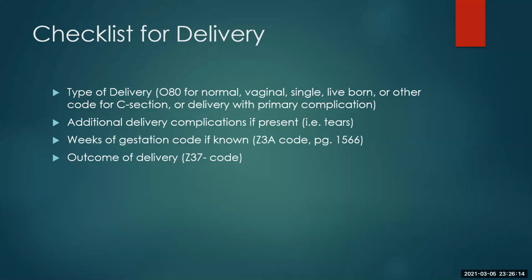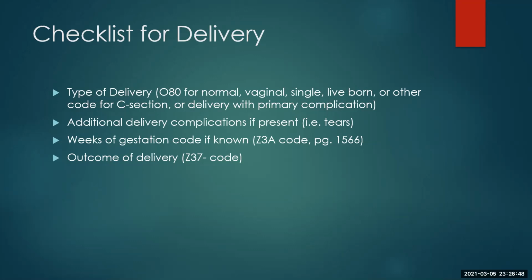Okay, so the first thing you're going to want to code is the type of delivery. If it's a normal delivery, you use that O80. If there's a complication, you're going to do the primary complication as the very first code. So whatever's the main thing, that will be your first code. And then after that, you will have any additional complications. Oftentimes there'll be a very serious complication, and then additionally there'll be some tearing or something like that, a laceration. And so that would be the next code.